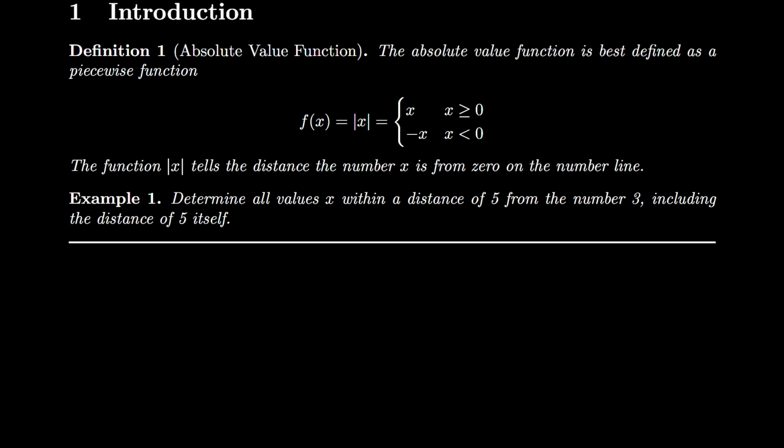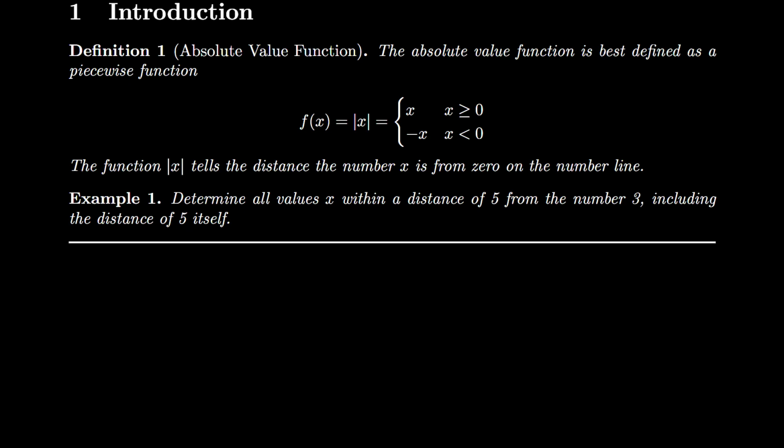All right, let's talk about 1.6 absolute value functions. So, our first definition here concerns the absolute value function itself. The absolute value function is best defined as a piecewise function. f of x is the absolute value of x, that's how you read this with the bars around it.